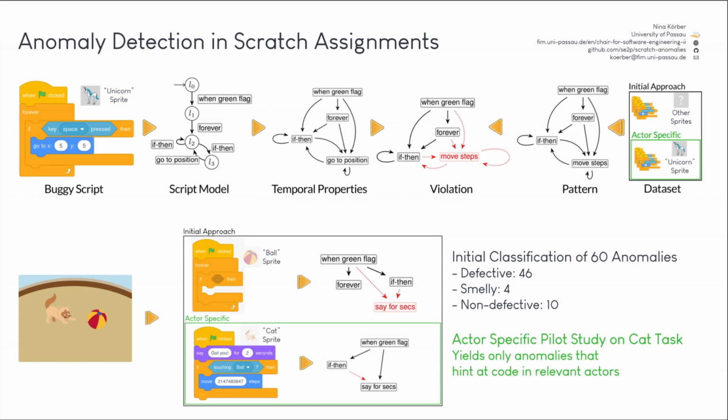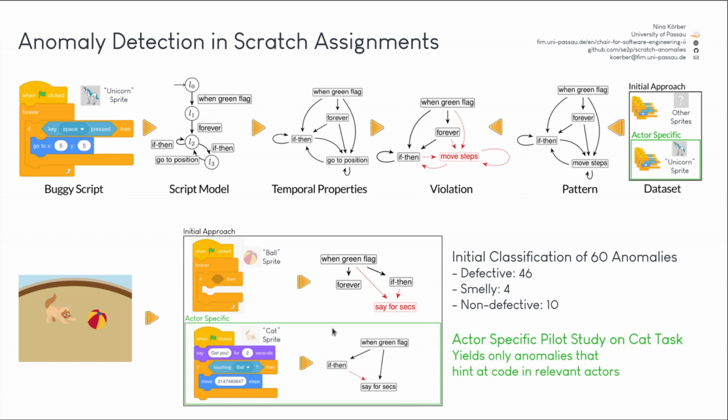Overall, the majority of anomalies we inspected hinted at defective code. We manually classified 60 anomalies, 46 of which were defective, 4 were smelly, and 10 hinted at non-defective code. Now let's have a look at 2 examples from the cat task.